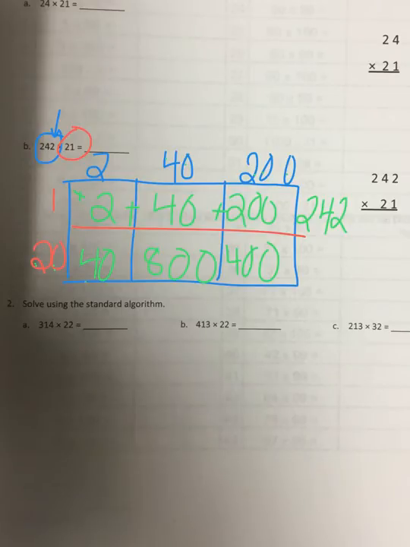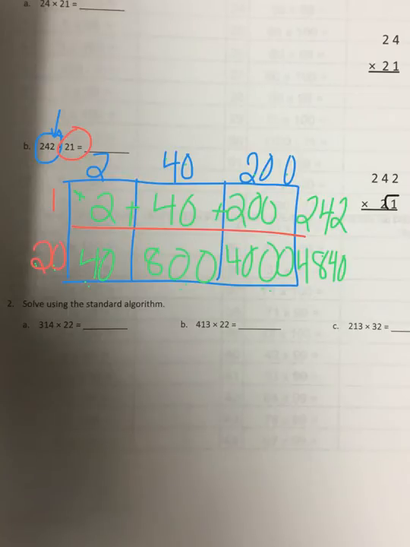And then 40 plus 800 plus 400. Ooh, I think I made a mistake here. This should have an extra 0. I only put 2. So let me go back and think about that again. I have 40 plus 800 plus 4,000. That gets me 4,840.